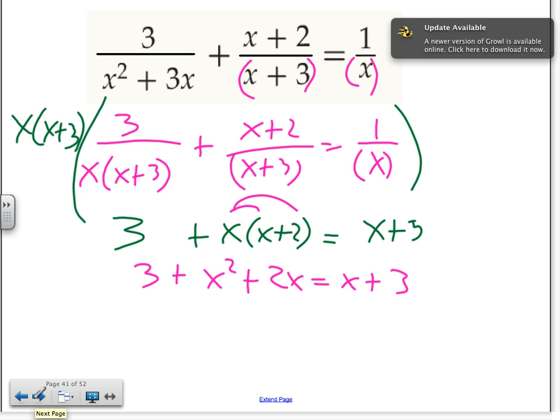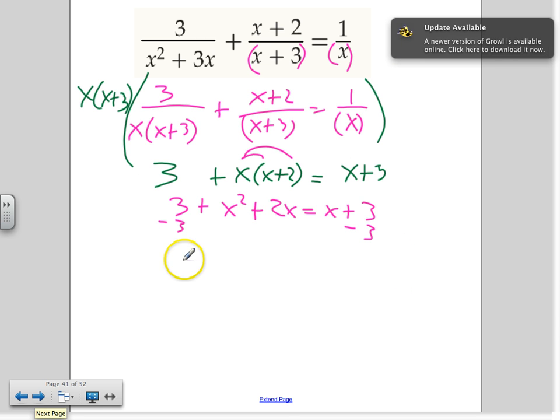What looks different from here is this. Let's go ahead and combine like terms as much as we can. Do we have like terms? No. Oh, 3. Okay, let's move the 3. So subtract the 3, right? What else? We got x squared plus 2x left equals x, because the 3 got canceled.